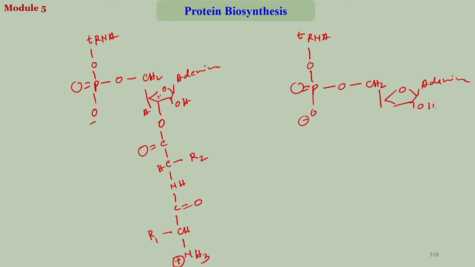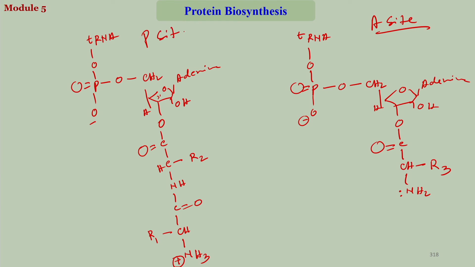Adenine, OH, this is H, O, and here the new amino acid is present. Let us say this is R3 and with NH2 or NH3 plus, whatever it is. The reaction is the free amine group present in the A site, this is A site, this is P site, that will react to the acyl bond, eliminating this. So, cleavage of the ester bond and formation of an amide bond.